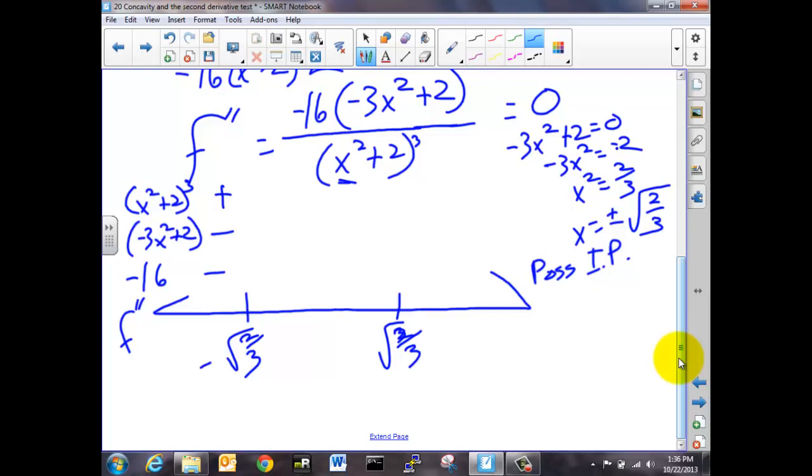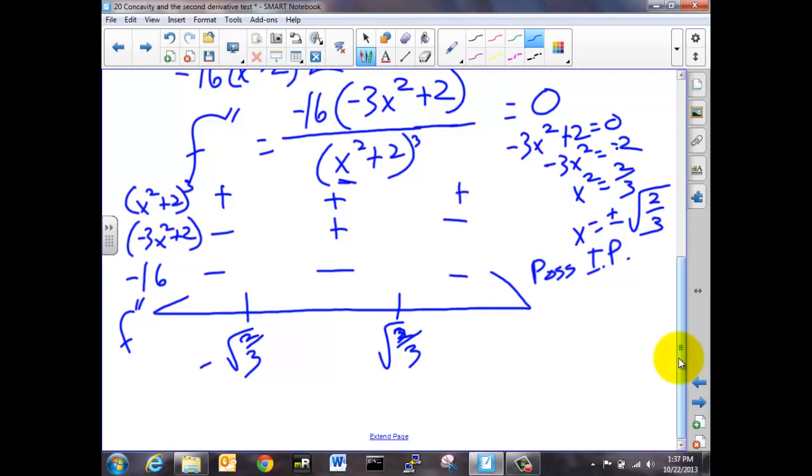Pick a number in here. What's between negative root 2/3 and positive root 2/3? 0. Is negative 16 positive or negative? Negative. What about this one? What about the top one? What's bigger than root 2/3? 1. Is negative 16 positive or negative? What about up here? 1 squared is 1 times negative 3 is negative 3. Negative 3 plus 2, negative. What about the top one? X squared plus 2 cubed.